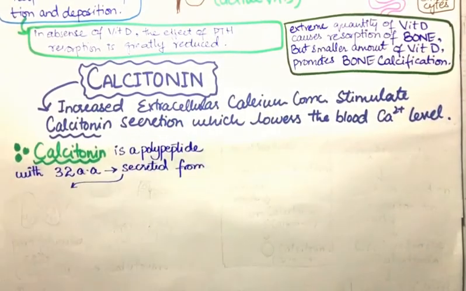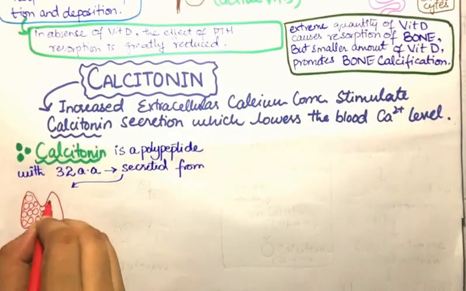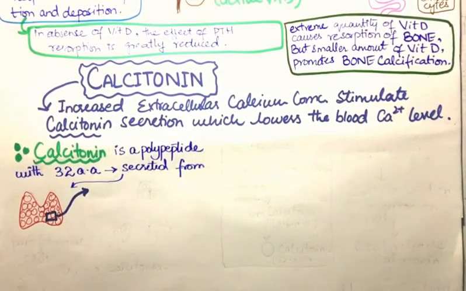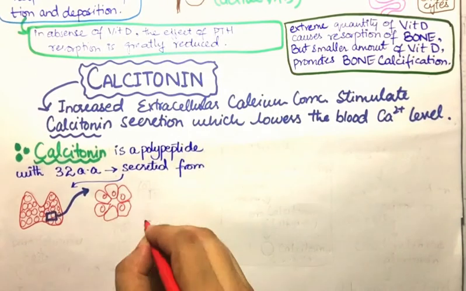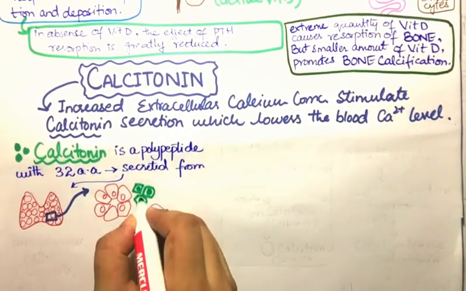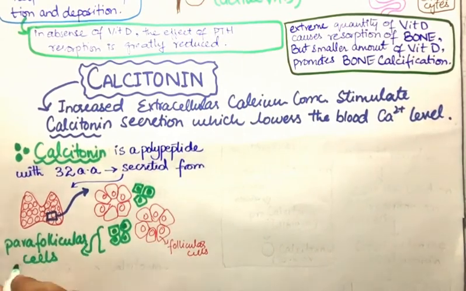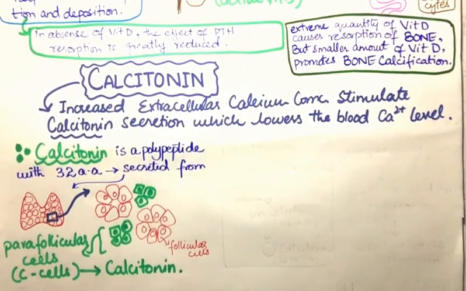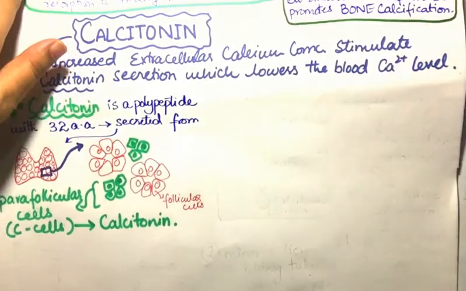Calcitonin is a polypeptide with 32 amino acids secreted from the thyroid gland. Basically, in the thyroid gland, the major cells are the follicular cells, which we discussed in our previous lecture. Besides them, there are parafollicular cells, also known as C cells, which secrete the calcitonin.